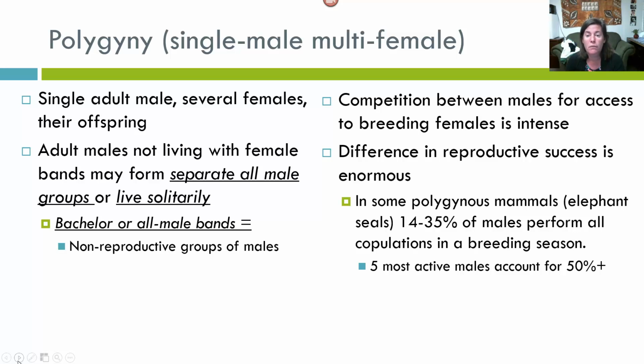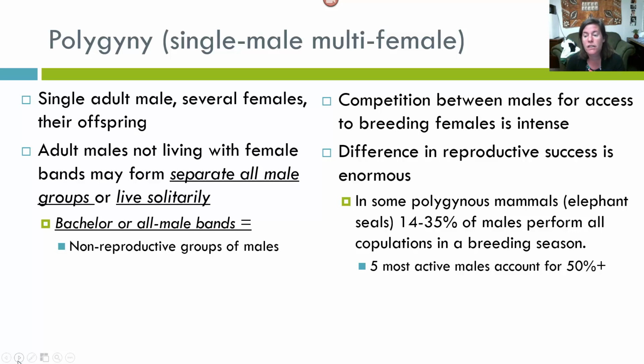As a result, you can imagine there's intense competition between males for access to breeding females, because there's only one male that gets the females. All the others don't. So in addition to there being intense competition between males for access to breeding females, this also results in a tremendous difference in the reproductive success of these males.